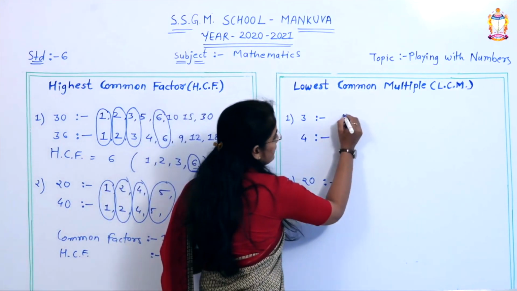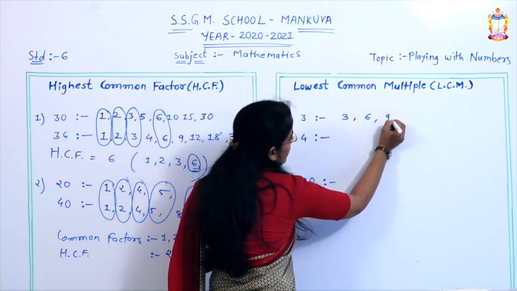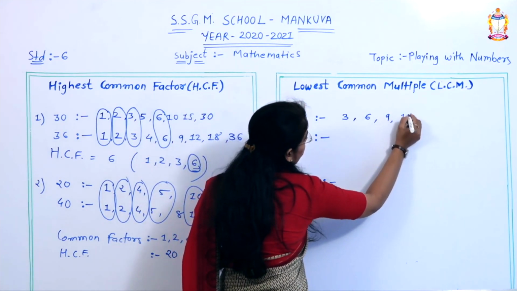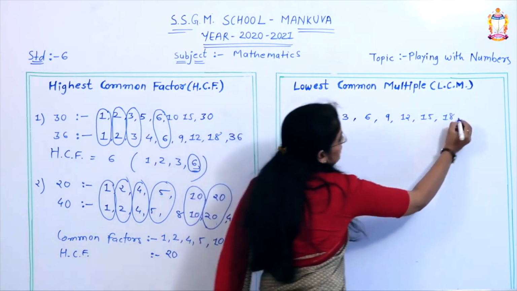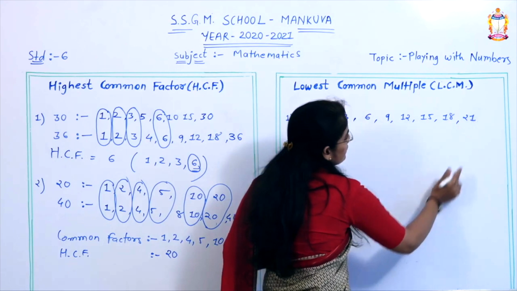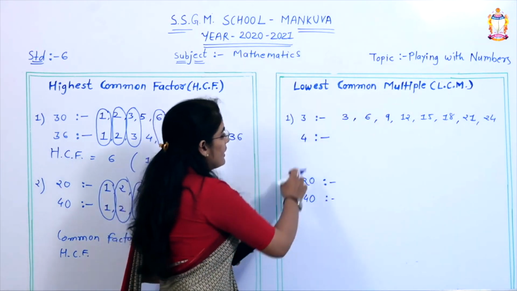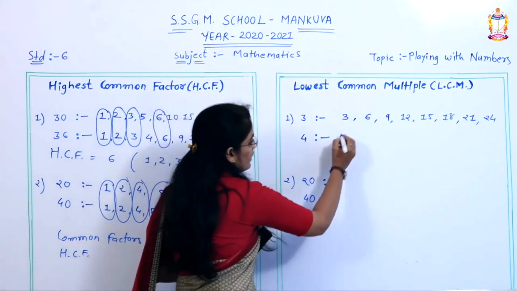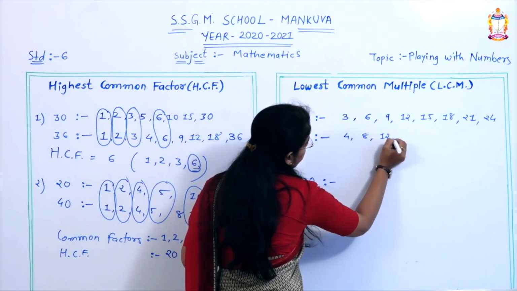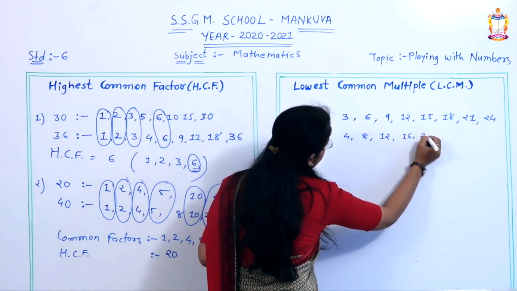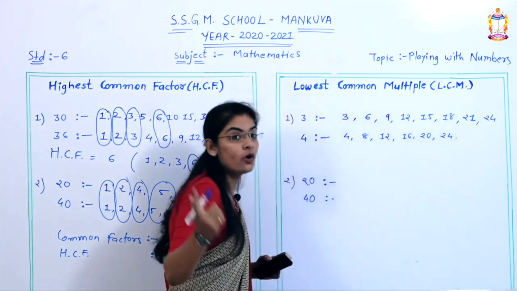We are writing here 3 1s are 3, 3 2s are 6, 3 3s are 9, 3 4s are 12, 3 5s are 15, 3 6s are 18, 3 7s are 21, 3 8s are 24, and so on continuously. Now write the table of number 4. 4 1s are 4, 4 2s are 8, 4 3s are 12, 4 4s are 16, 4 5s are 20, 4 6s are 24. Yes, we got the answer.